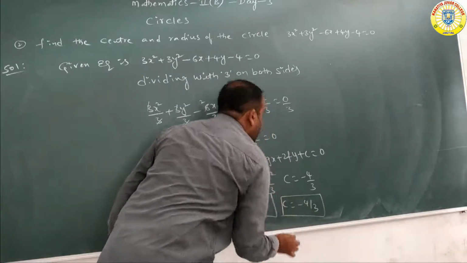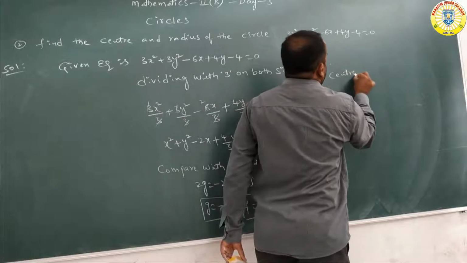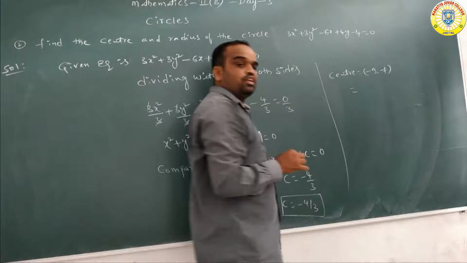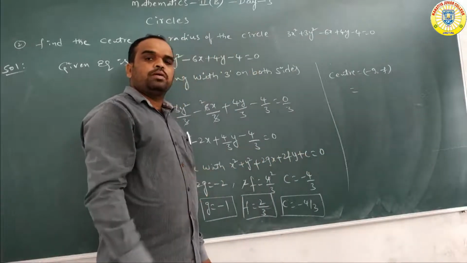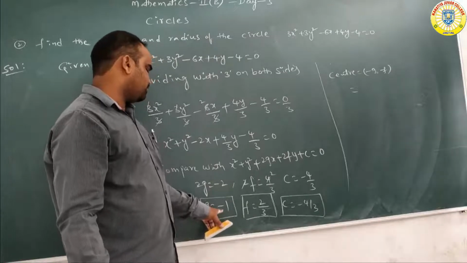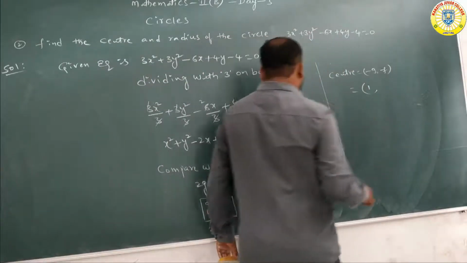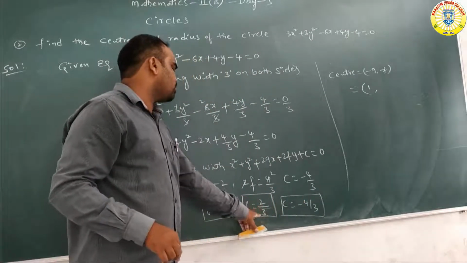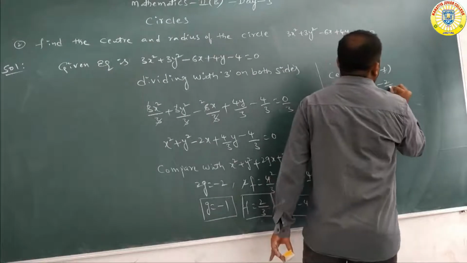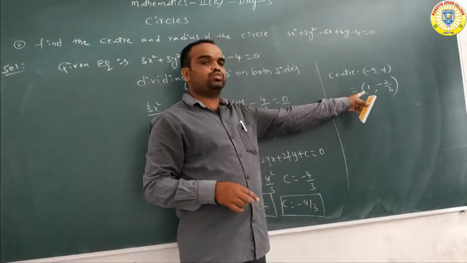Now the center of the circle. The formula is center equals minus g comma minus f. g is equal to minus 1, so minus g is minus of minus 1, that is plus 1. f is equal to 2 by 3, so minus f is minus 2 by 3. Center is equal to 1 comma minus 2 by 3.